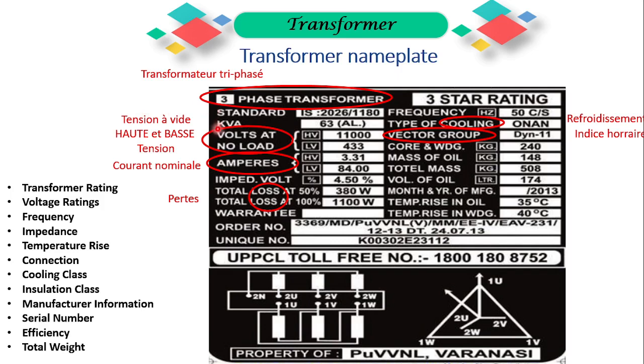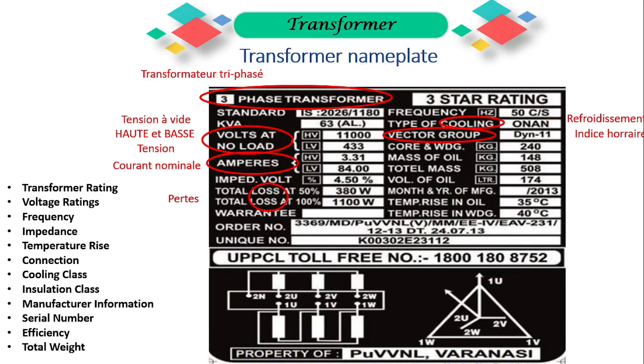Temperature rise. Specifies the temperature rise above ambient under full load conditions, ensuring safe operation. Connection. Information about the winding connection, such as delta or Y for both primary and secondary sides. Cooling class. Indicates the method used to dissipate heat, like ONAN or ONAF. Insulation class. Specifies the insulation system, indicating thermal capabilities and dielectric strength.